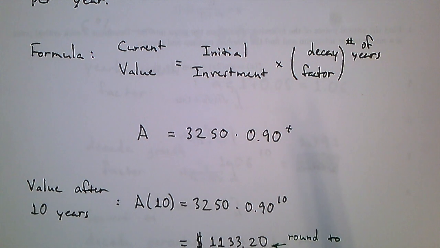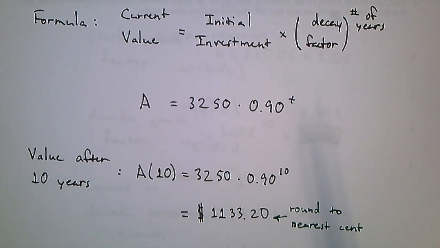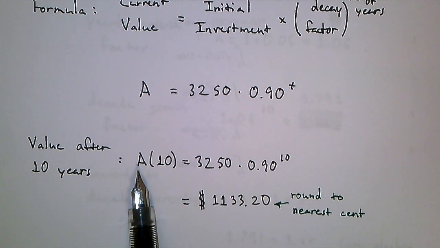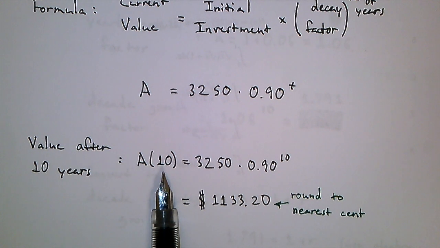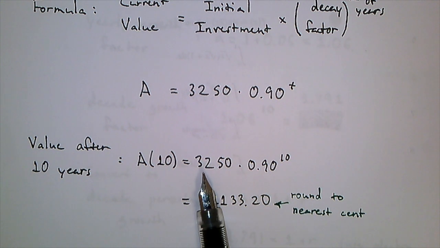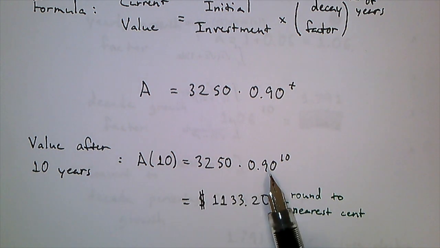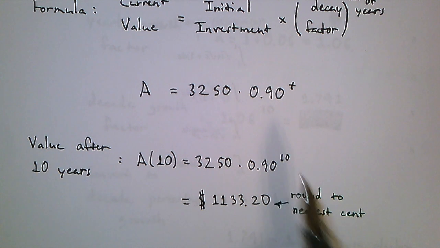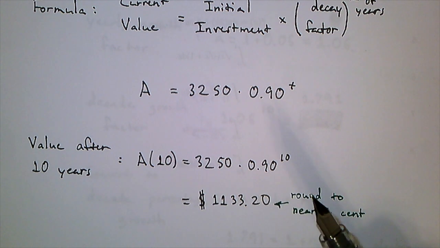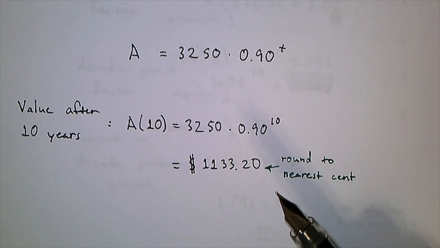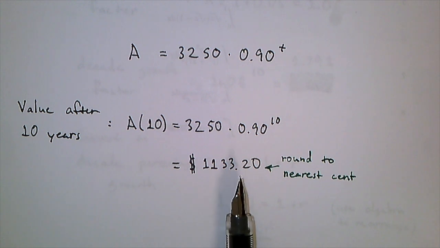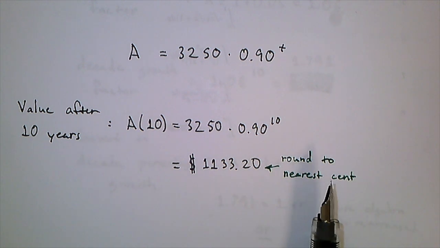Let's figure out how much our stock is worth after 10 years. We'll plug 10 into the function, and I've used functional notation here, A of 10, and that's going to be equal to 3,250 times 0.90 to the 10 power. So we've put 10 in the exponent. Plug this into your calculator, and you'll see that after 10 years, your stock investment is only going to be worth $1,133.20, and this is rounded to the nearest cent again.